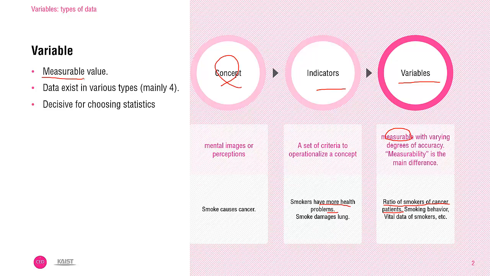The data type exists in different types. Each type has strengths and limitations. Typically, there are 4 types. I'm going to explain each of them in the next slides. Depending on the variable type, you have different choices of statistical techniques available. Therefore, how to define and design the variable is directly related to the entire research.